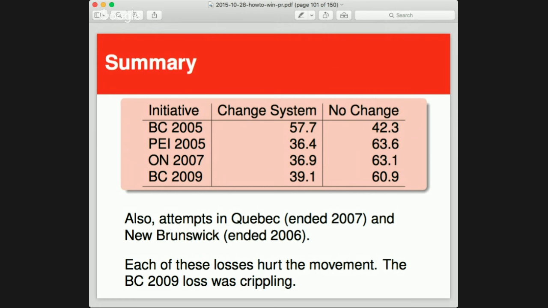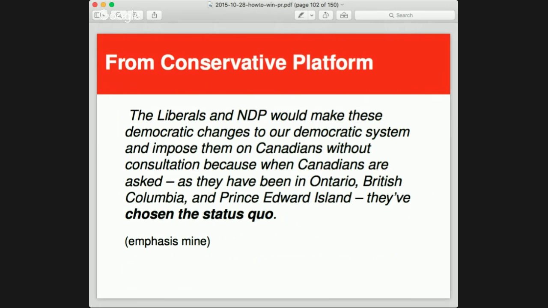But in any case, all you need to do is look at these results for lost elections, and then what do the talking points become? They become the Liberals and NDP would make these democratic changes to our democratic system and impose them on Canadians without consultation. Because when Canadians are asked, as they've been asked in Ontario, British Columbia, and Prince Edward Island, they've chosen the status quo, right? So that becomes the talking point, and that really hurts people who would like proportional representation. And you will see that talking point come up a lot in the next little while.